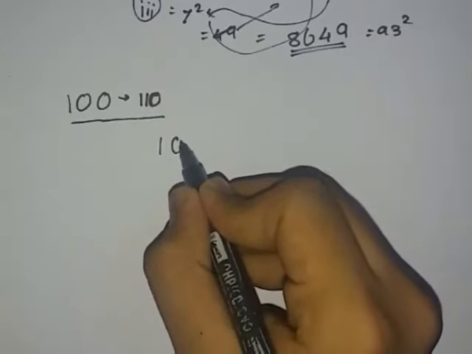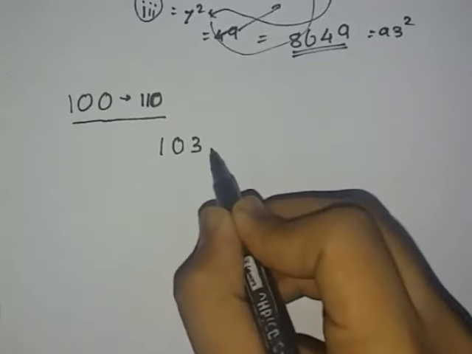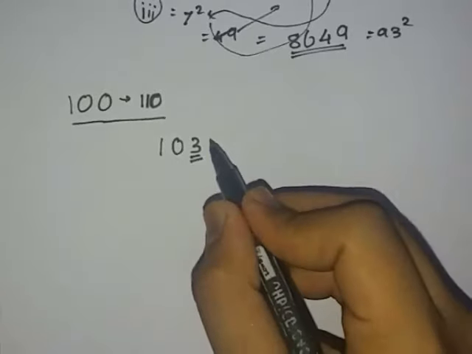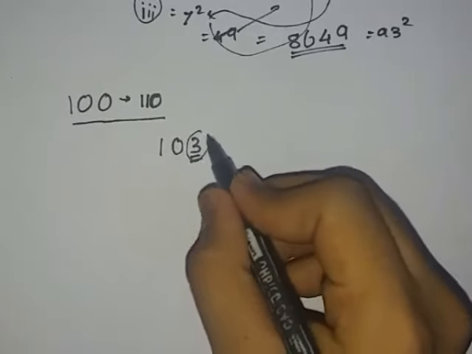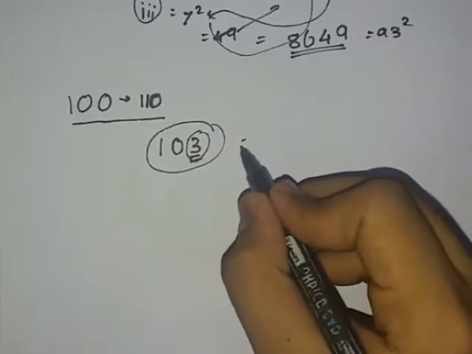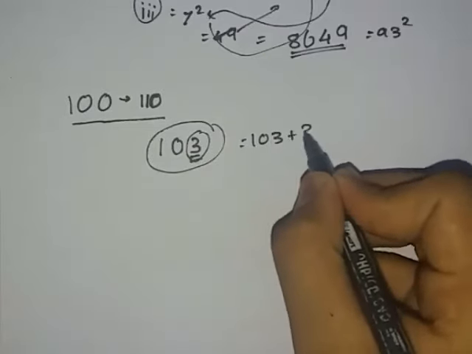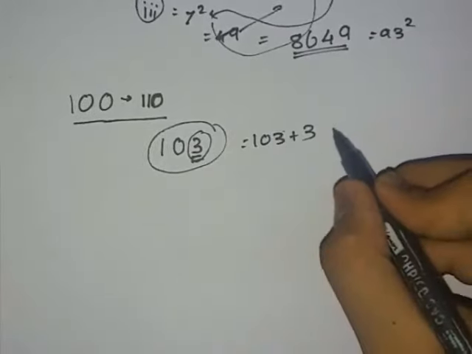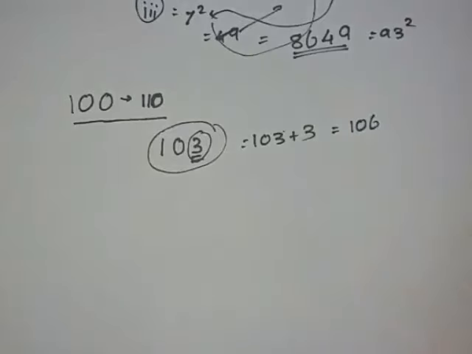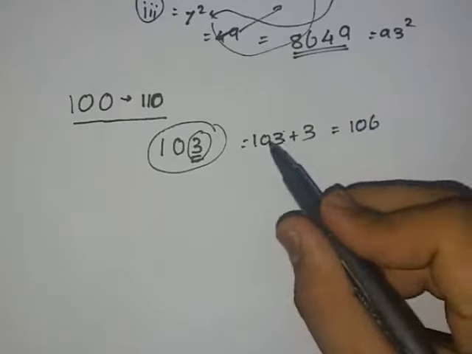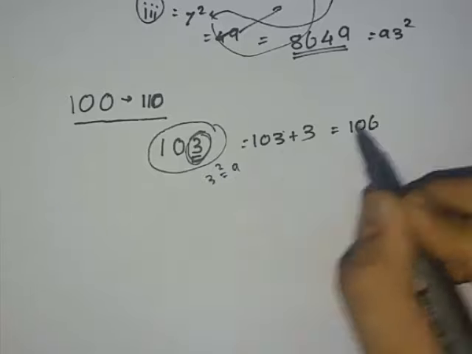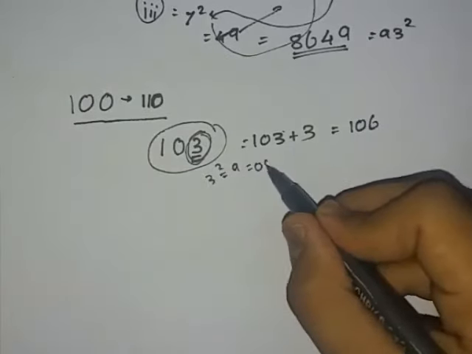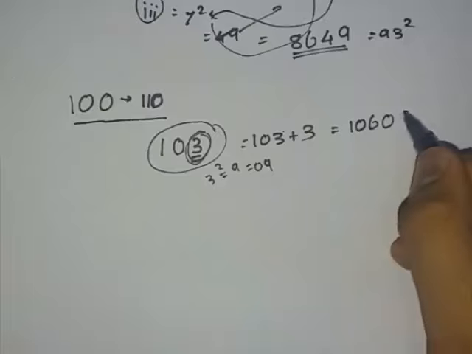Let's take a number. Let's take 103. The last number is 3. We have to add the last number itself to the whole number, that is 103 plus 3. We get 106, the first three digits, and then square the last number. 3 square equals 9, which is 09. The last two digits are 09, so 10609.